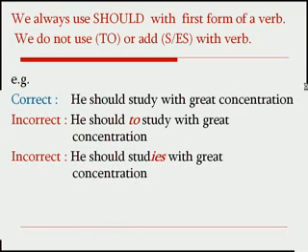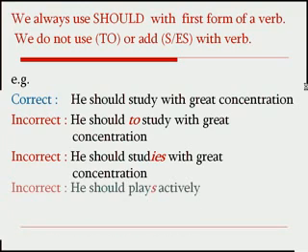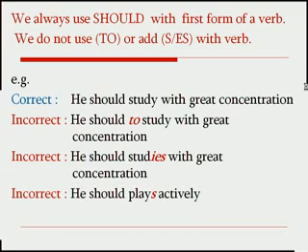Another incorrect sentence, he should studies with great concentration. I told you before that we cannot add s or es while using modal verbs. If you're using any modal verb like can or should, you shouldn't be adding any s or es or to with the verb's first form. Another incorrect sentence, he should plays actively. Do not add s or es even if you have third person singular as the subject. The correct form is he should study or he should play or he should eat. Do not say he should eats or he should studies.